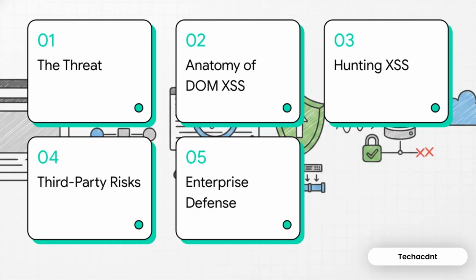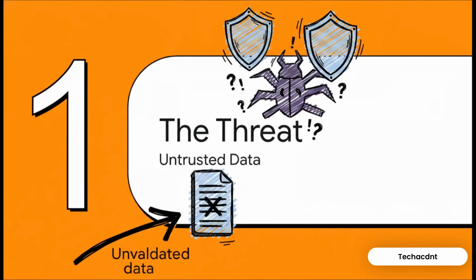Okay, here's our quick roadmap for this explainer. First, the threat of untrusted data. Second, the anatomy of DOM-XSS. Third, hunting XSS with a hands-on tutorial. Fourth, frameworks and third-party risks. And finally, enterprise defense and scanners. Let's dive in. Section 1, the threat of untrusted data.